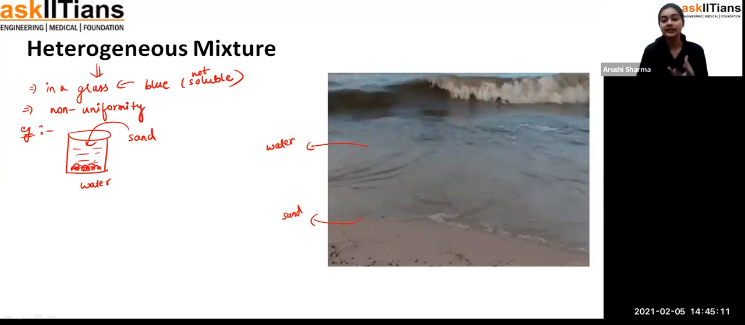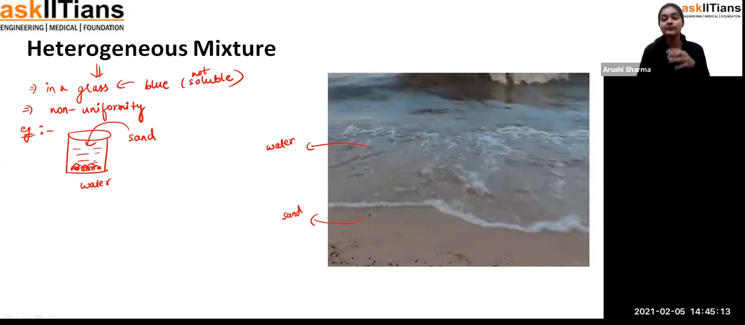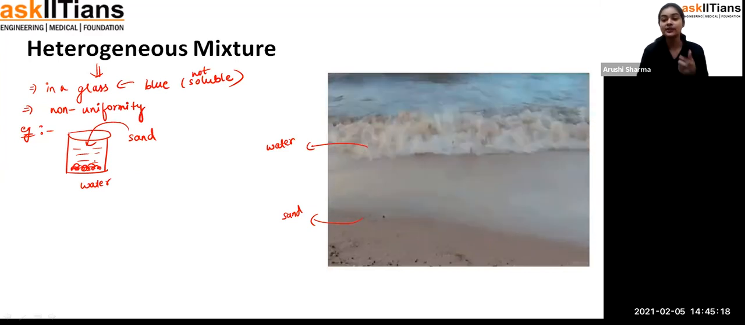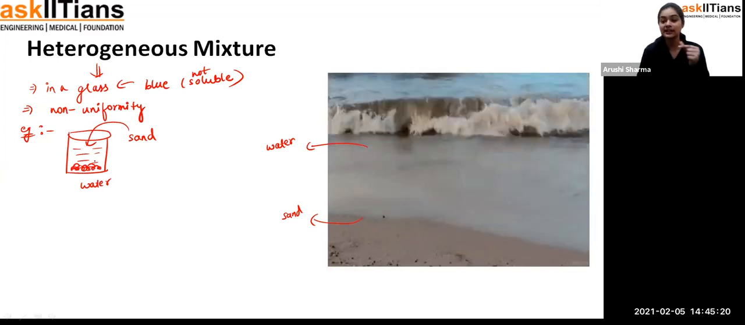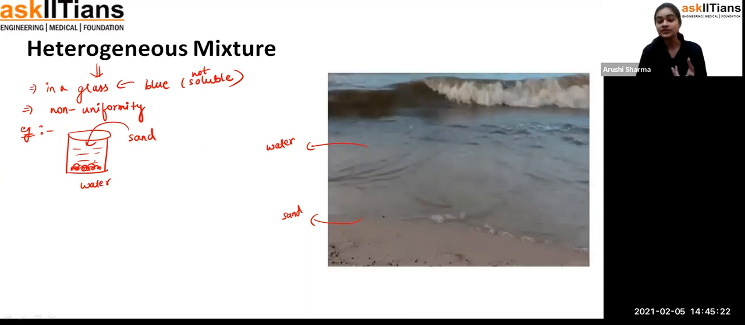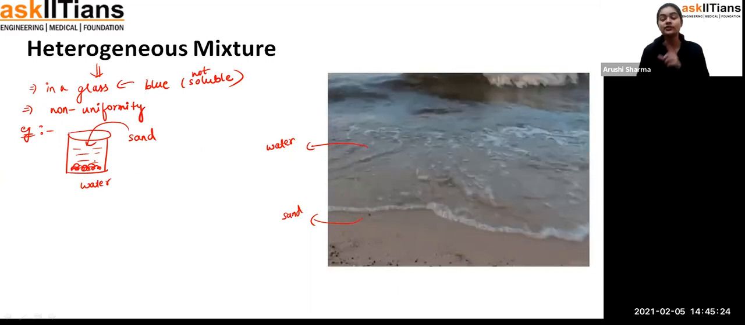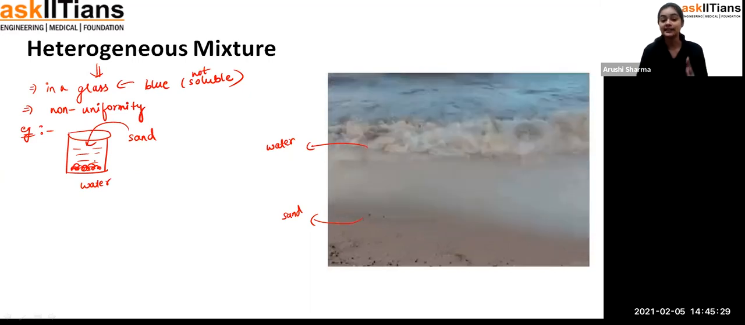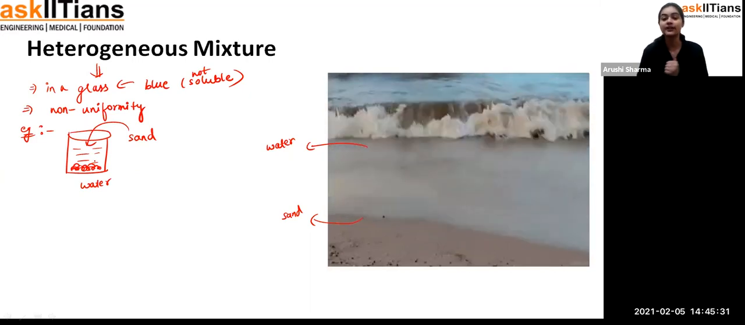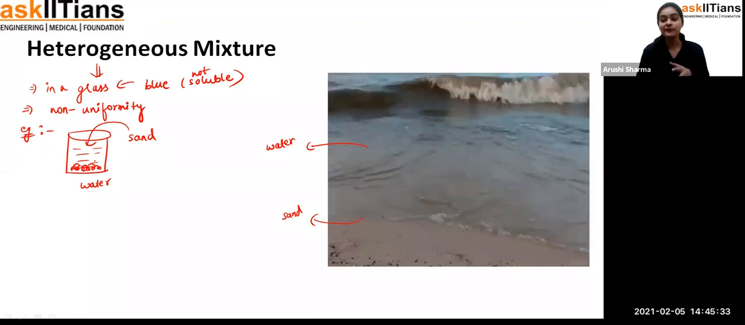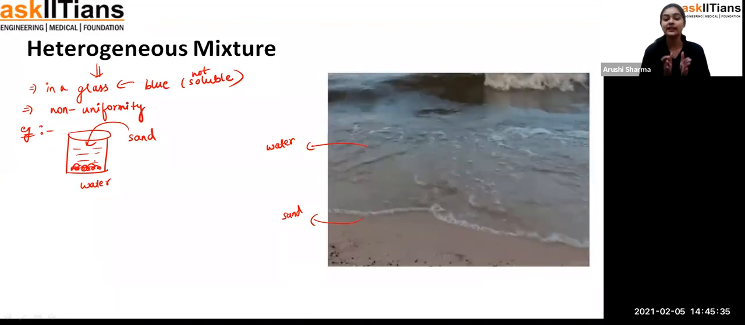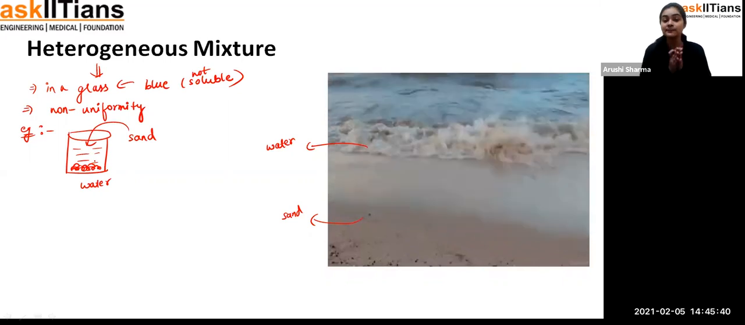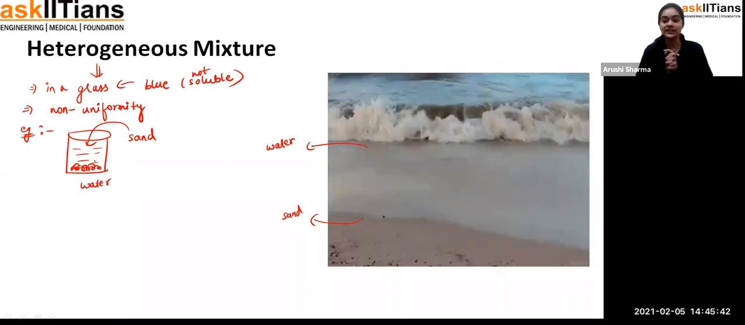Because the sand particles are so big that they are not able to mix up with the water. They are not able to occupy the space between the particles of the water. That's why it is not soluble in water, as we have seen with soluble and non-soluble. In that condition, we are able to find out that sand is present in the water by looking at the mixture. Such a mixture, in which we are able to find out what substance we have added, is called a heterogeneous mixture.